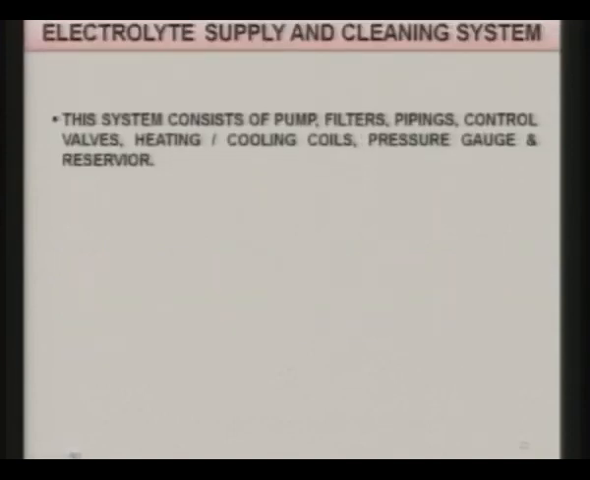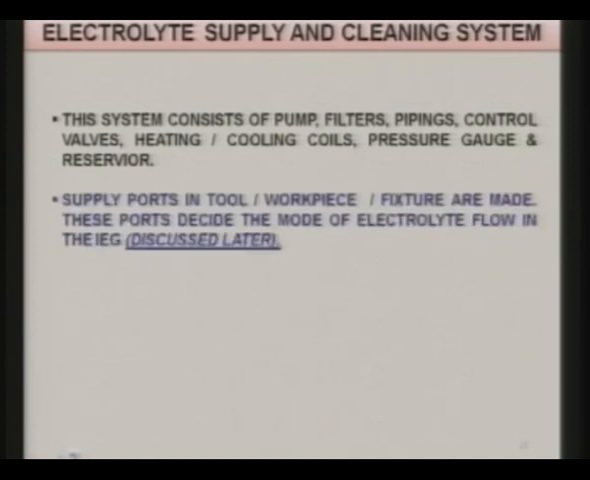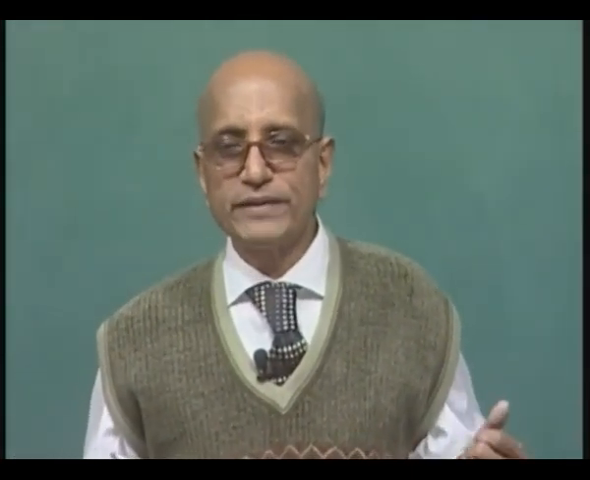Electrolyte supply and cleaning system, a very important element. This system consists of pump, filters, pipings, control valves, heating cooling coils, pressure gauge and electrolyte reservoir tank. Supply ports in tool, workpiece or fixture are made. Now, how to supply the electrolyte? I will show you the figures separately, various ways of this, but it can be supplied through a hole in the tool, or there can be a pre-made hole in the workpiece that can be utilized, or it can also be supplied through the fixture depending upon the configuration of the system.